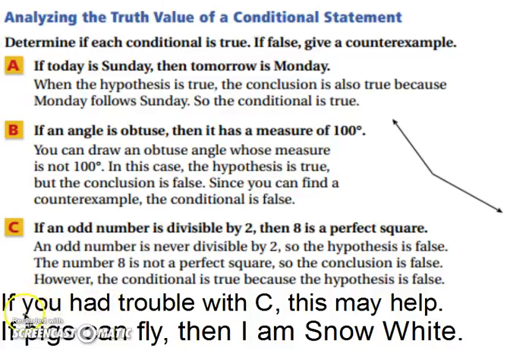You can think of it this way. If you had trouble with C, this may help. If pigs can fly, then I am Snow White. Pigs can't fly, and I'm definitely not Snow White. So the whole thing just doesn't make sense, so therefore it's just going to be true, because if we're not in reality, then sure, it's a true statement.